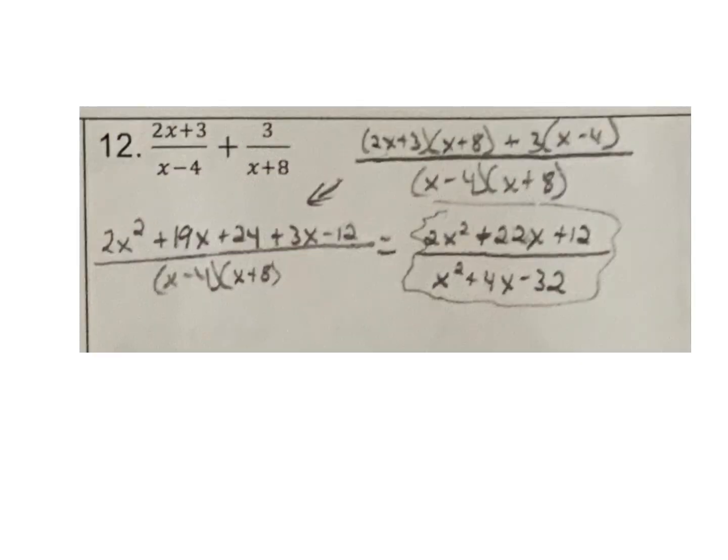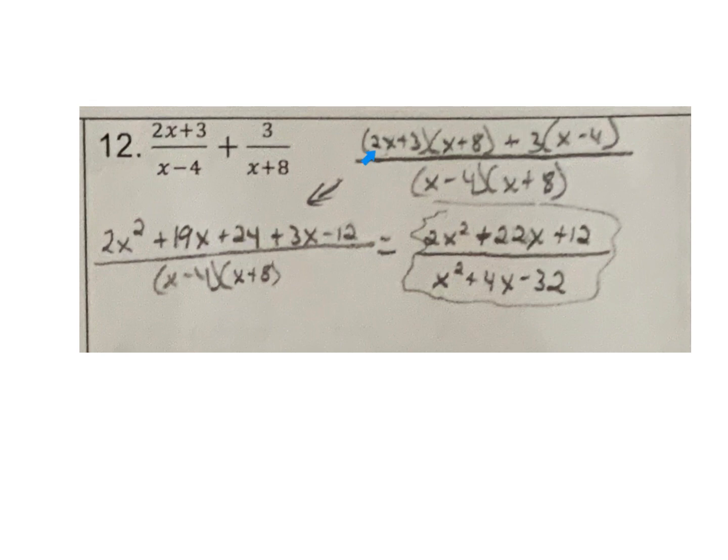Okay, number 12, this is an addition problem, okay? It's very similar. We're looking for a common denominator. Each one has a factor. They're different. We have an x minus 4 and an x plus 8, so we're just going to call that our common denominator. So what we're going to need to do then is the fraction on the left that has a numerator of 2x plus 3 is going to have to be multiplied by the x plus 8. So here, I show that up here. Then we add 3, and it has to be multiplied by the factor it does not currently have, which is the x minus 4. All right?